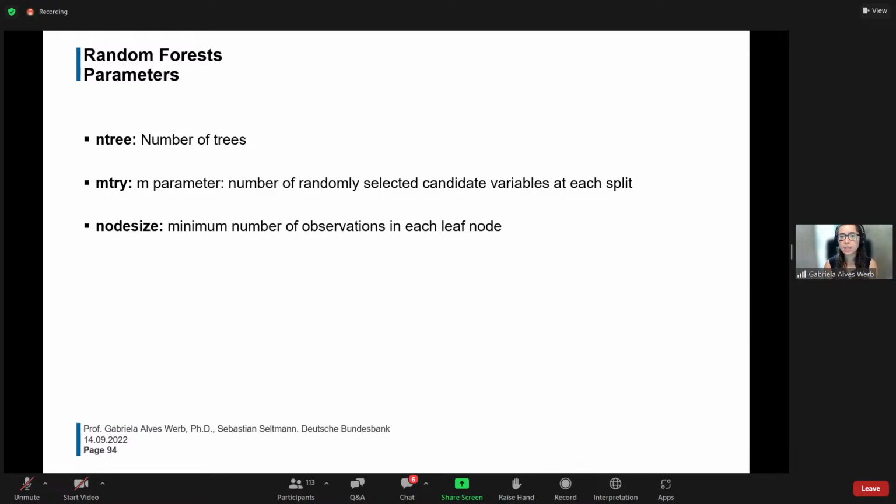So these are the parameters that we will typically tune when we are working with random forests. We have the number of trees, meaning how many models we want to estimate. We have the mtry, which is the number of variables that we randomly pick and let each split see. And this is a decision that happens at every split. So it's important to remember that.